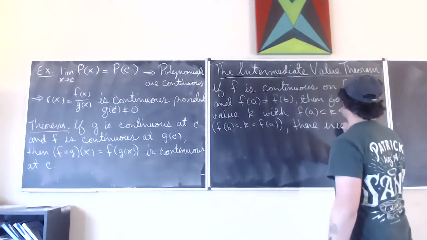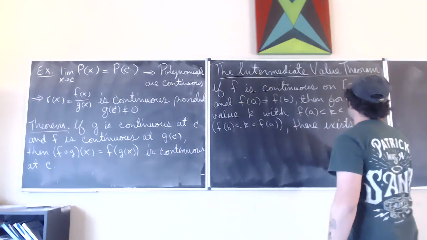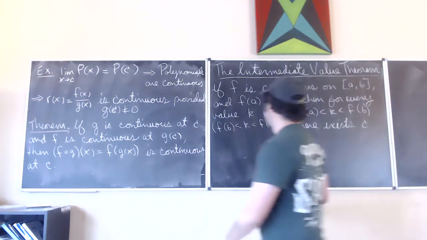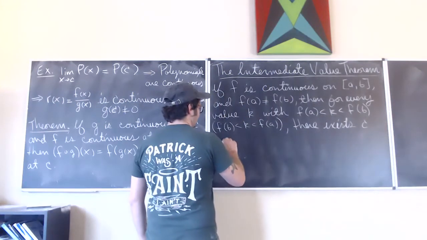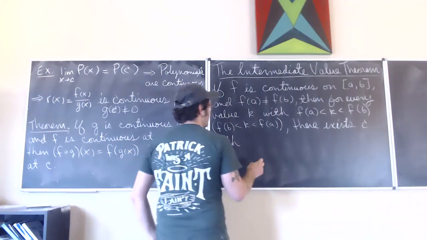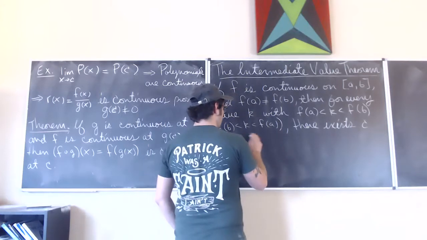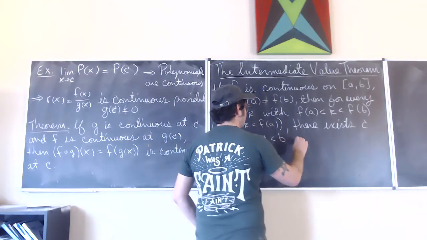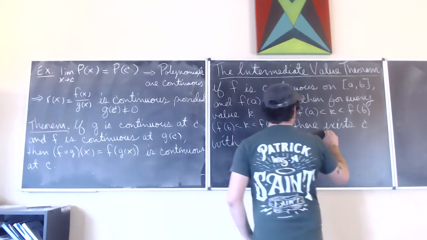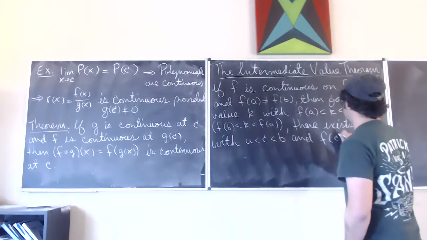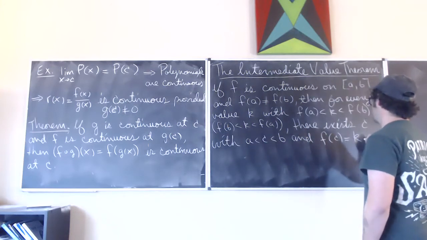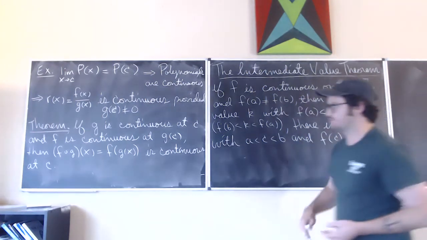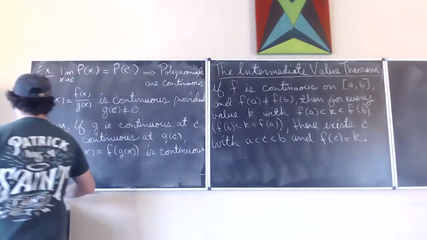there exists C with A less than C less than B and f of C equals k. Let's take a moment to write that down. I'm going to draw a picture to help us understand it.